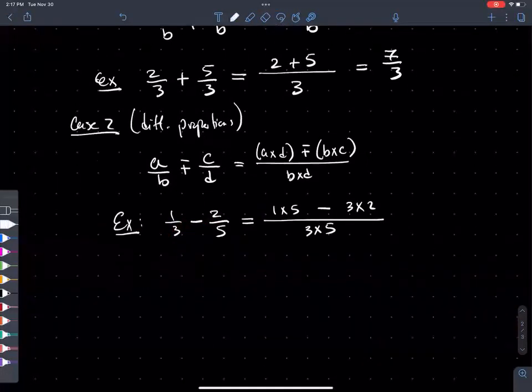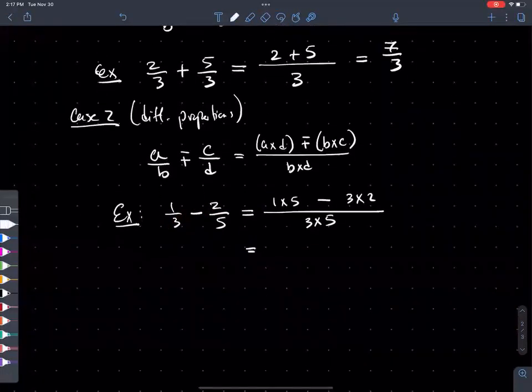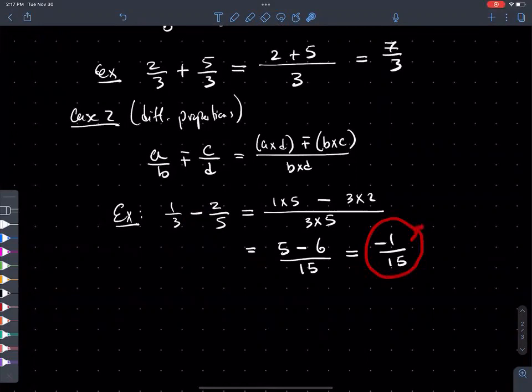Right? So we can simplify a little bit. This looks like 5 minus 6 over 3 times 5, which is 15. And this looks like -1 over 15. Now this number is negative, and the reason why, we should observe, is that we are subtracting 2/5 from 1/3, but 2/5 is already much bigger than 1/3, so we expect this number to be negative.